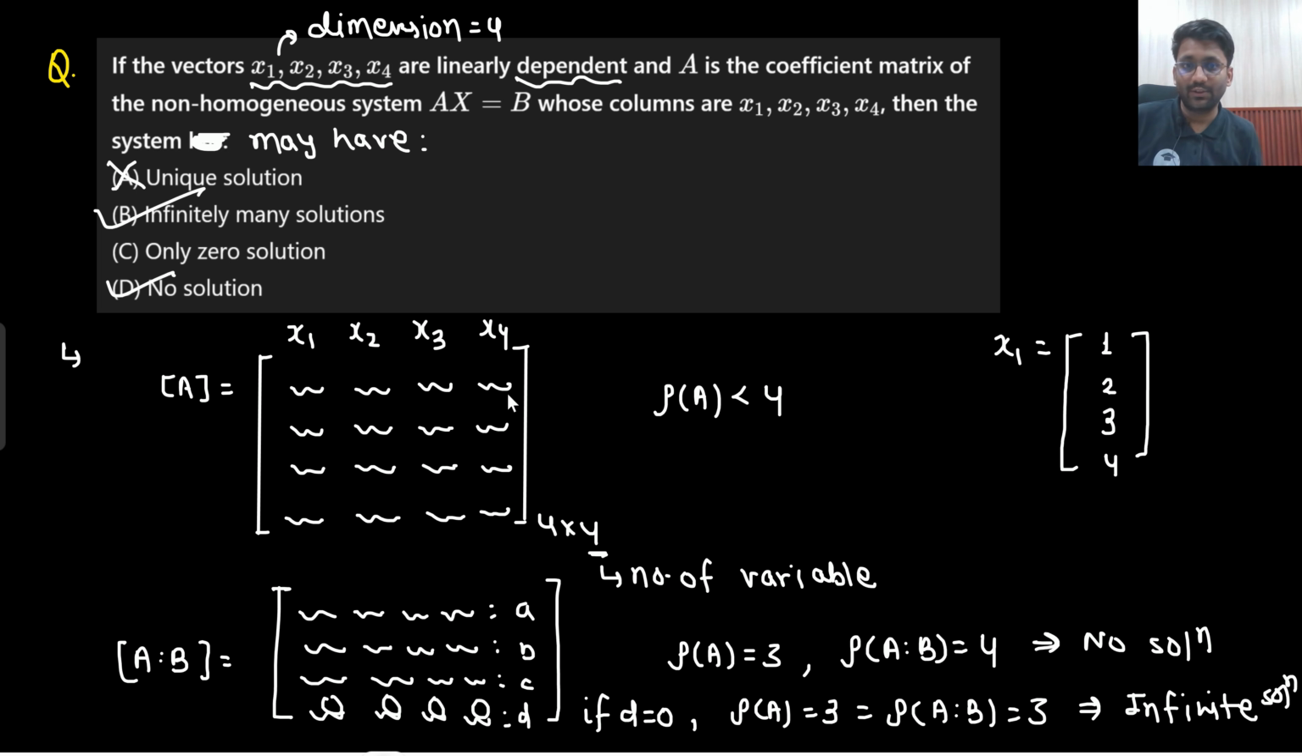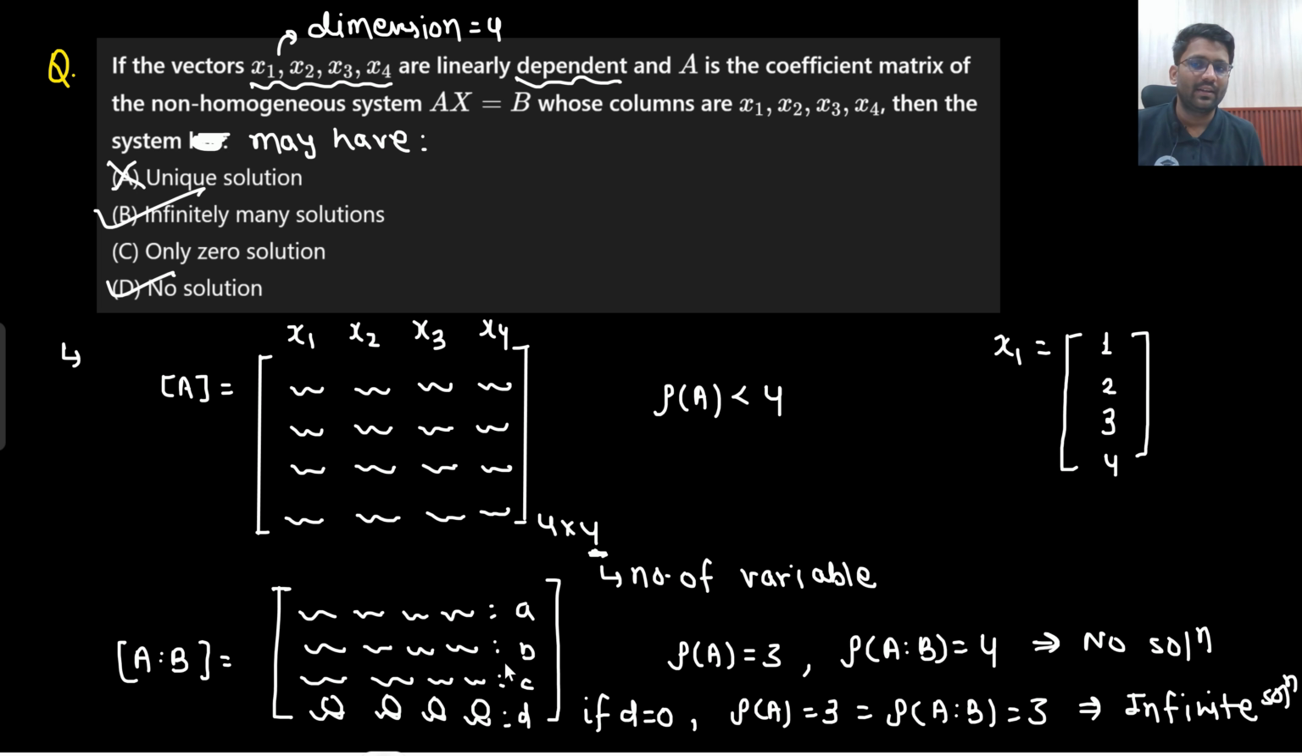And here, is the dimension necessary or not? The rank is less than 4 because they are linearly dependent. So even if the dimension is not mentioned, it is still fine. Even if the dimension of a vector is not mentioned, it is fine, because I just need the number of columns. This is telling the number of variables. So I don't need this number. I only need the number of columns. So even if this dimension was not mentioned, it was still fine.